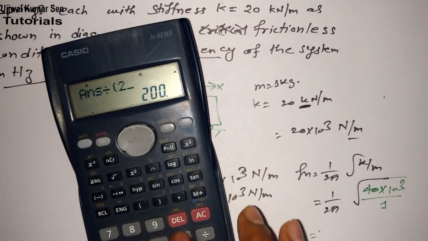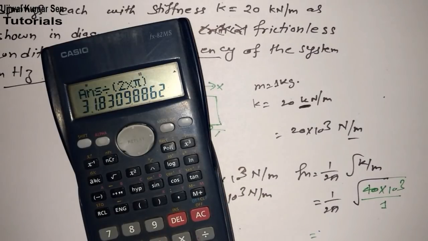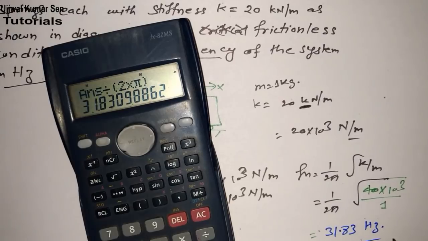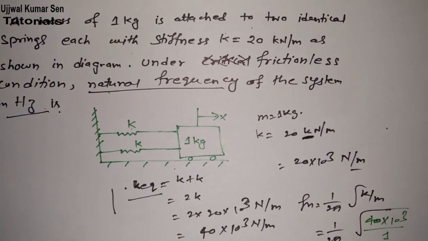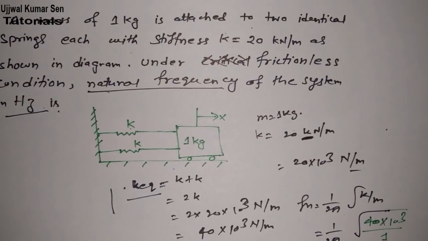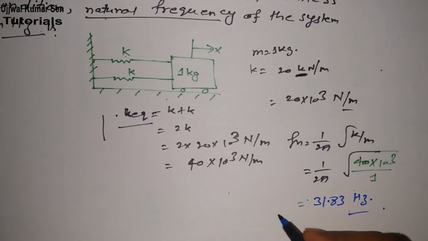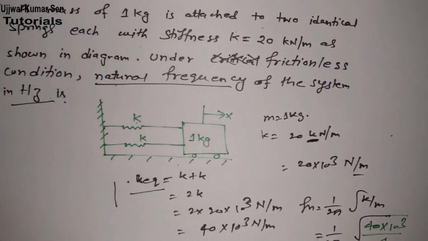200 divided by 2 multiplied by pi is 31.83 hertz. Now we have to match the answer, we have to find out the right answer. Well, I haven't shown the options, but yes, 31.83 is the right answer for this question.